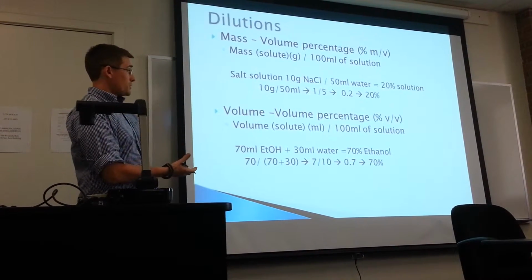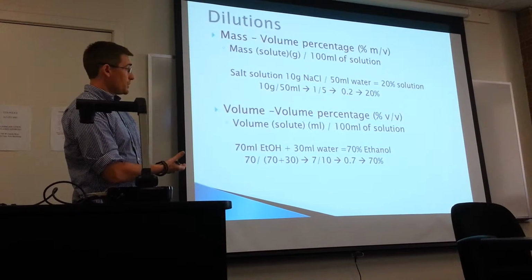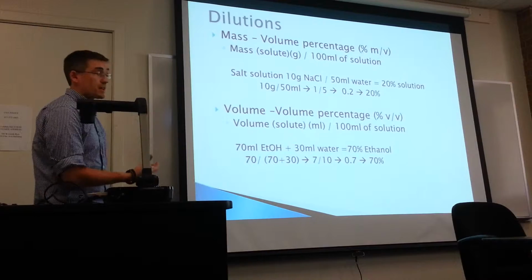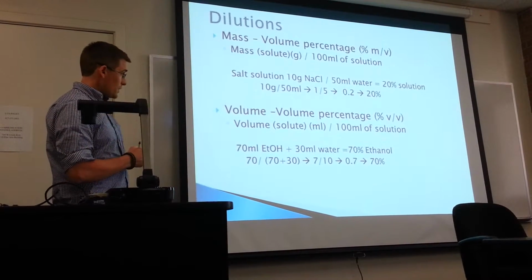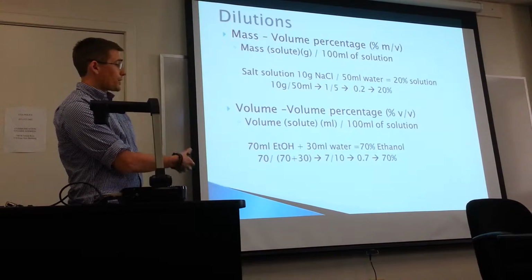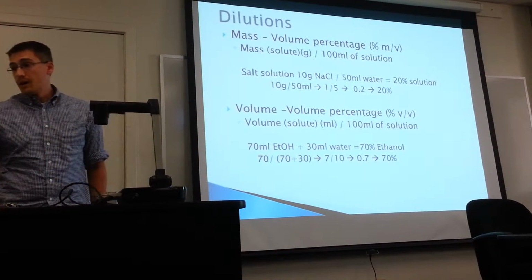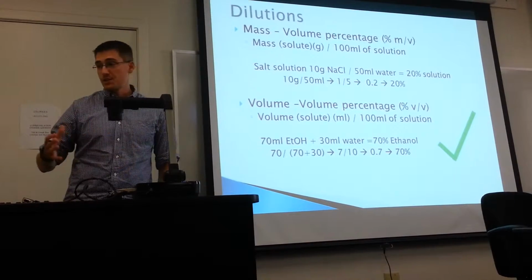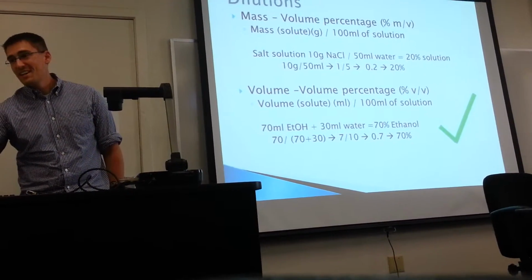A volume per volume percentage is defined as the volume of solute in milliliters per 100 milliliters of solution. So again, a simple example, 70% ethanol is a very common volume per volume percentage. You take 70 ml of ethanol, add 30 ml of water, and you get 70%. So again, that should be really straightforward for you guys. And if anyone needs any further explanation on that, I'd ask you to talk to me after class.